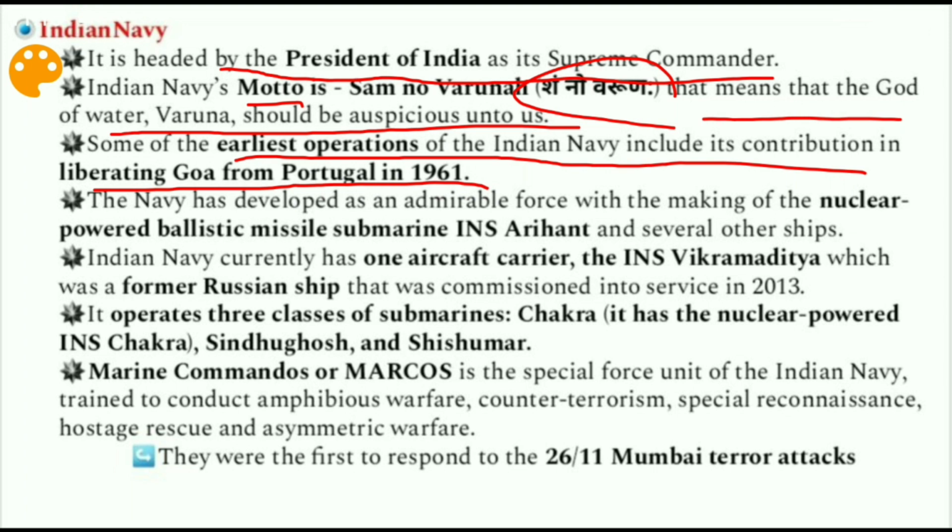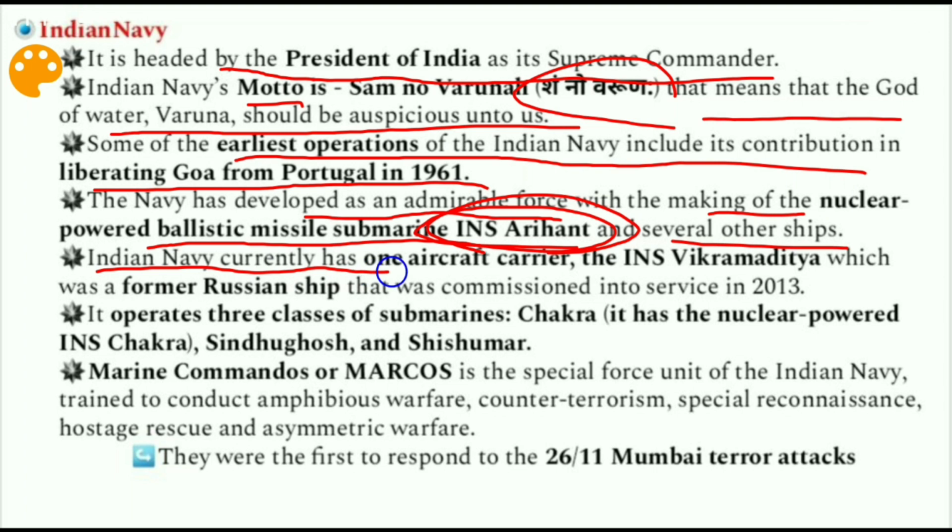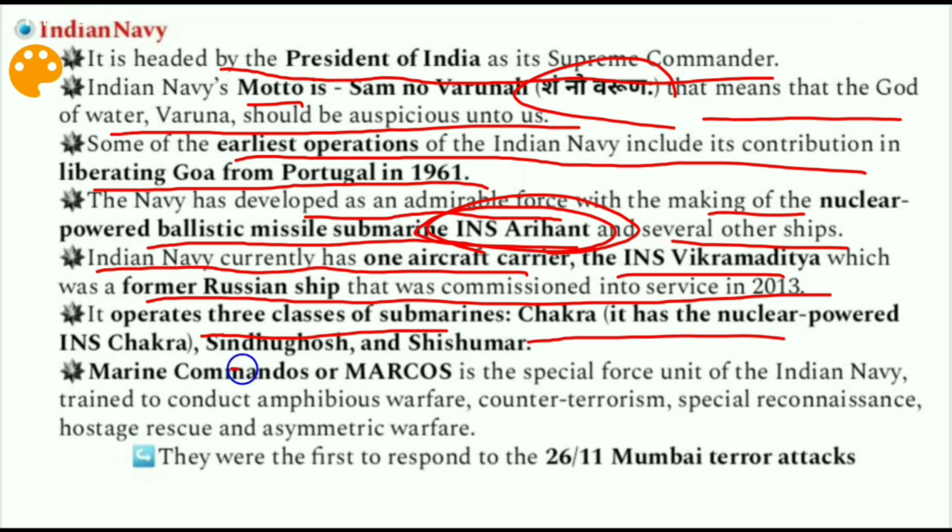The Navy has developed as an admirable force with the making of the nuclear-powered ballistic missile submarine, that is INS Arihant. That was what I asked, so the answer is INS Arihant. It is a nuclear-powered submarine, and there are several other ships. The Indian Navy currently has one aircraft carrier, the INS Vikramaditya, which was a former Russian ship commissioned in the service in 2013. It operates three classes of submarines, that is INS Chakra, INS Sindhughosh and Shishumar.